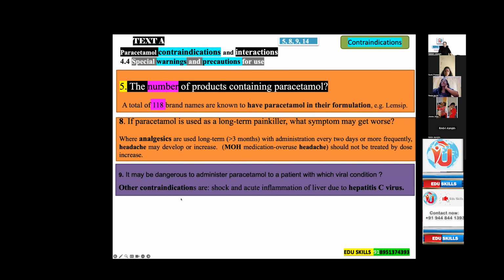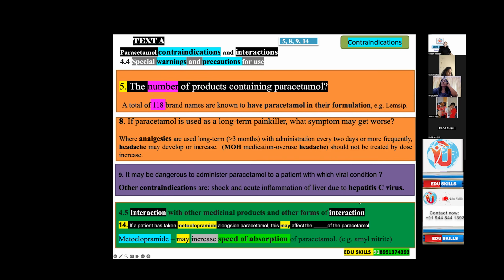Again, see this question and other contraindications. The sequential expression is there. So, definitely, it's an indication there is an answer. Interaction with other medical products and other forms of interaction. See, interaction is important here. So it says alongside paracetamol means interaction. So may is the modal verb, increase speed of absorption.